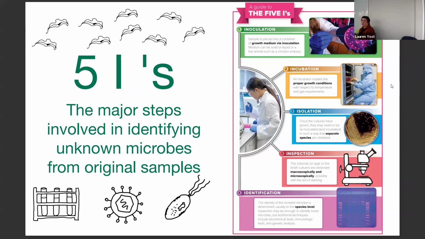The 5 I's are the major steps involved in identifying microbes, basically based on a sample that you may have collected that could have a variety of microbes in it. But how do you get to the microbe that you're interested in? How do you figure out what that microbe is? Well, this image here is a great way to refer back to refresh your memories on the 5 I's.